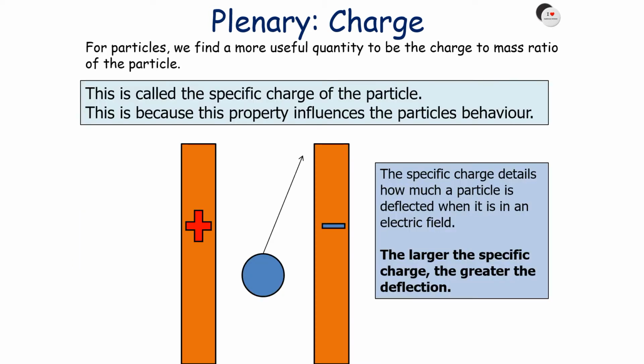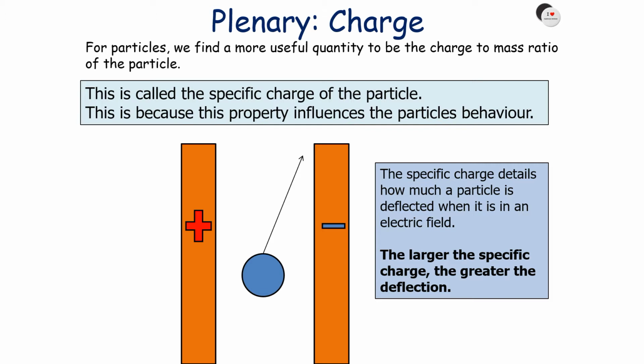Now for particles, to find a more useful quantity than charge or mass is in fact the charge to mass ratio. Now this is called the specific charge of the particle. Now the specific charge influences the particle behavior because the specific charge details how much a particle is deflected when it is inside an electrical field.